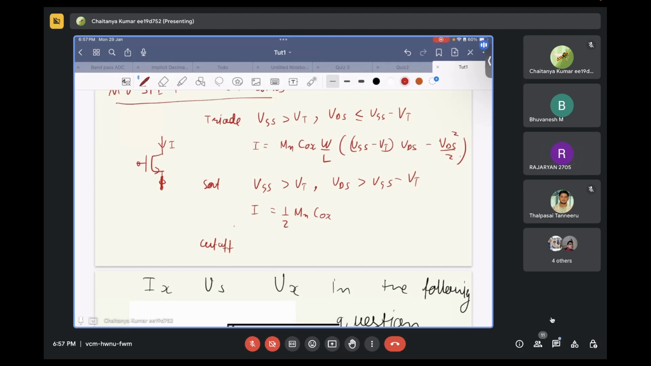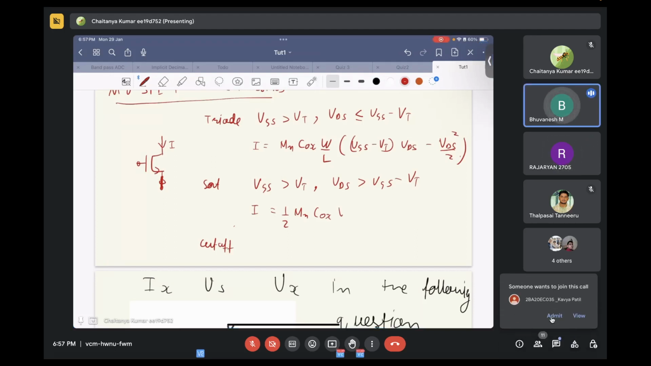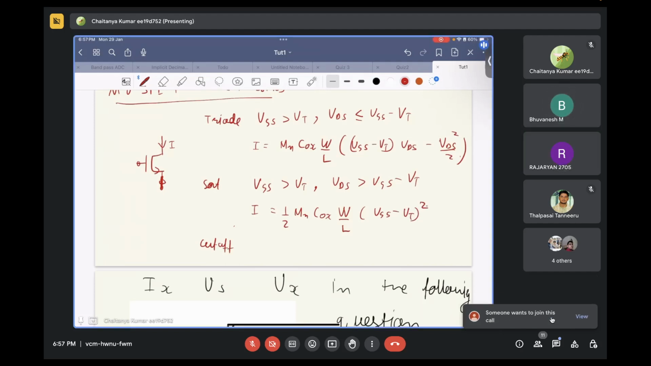Half, I have written, times W by L times (VGS minus VT) whole square. Okay, to verify these two equations, what you can do is, just a minute.